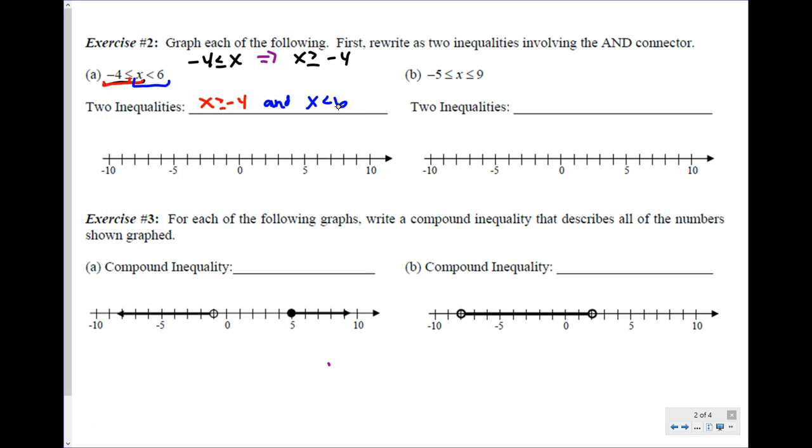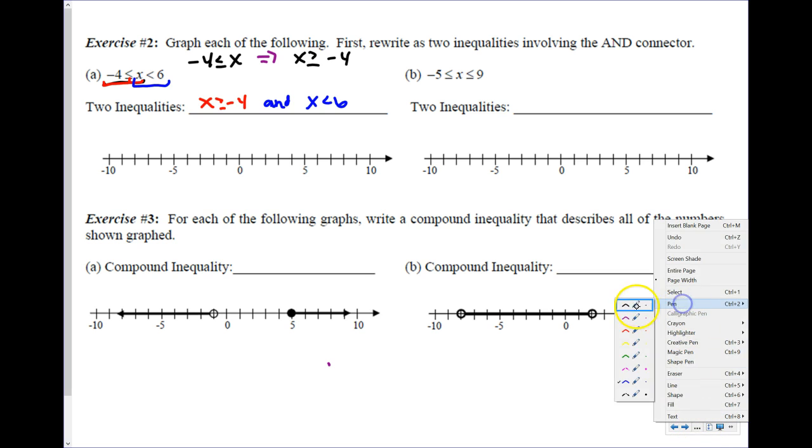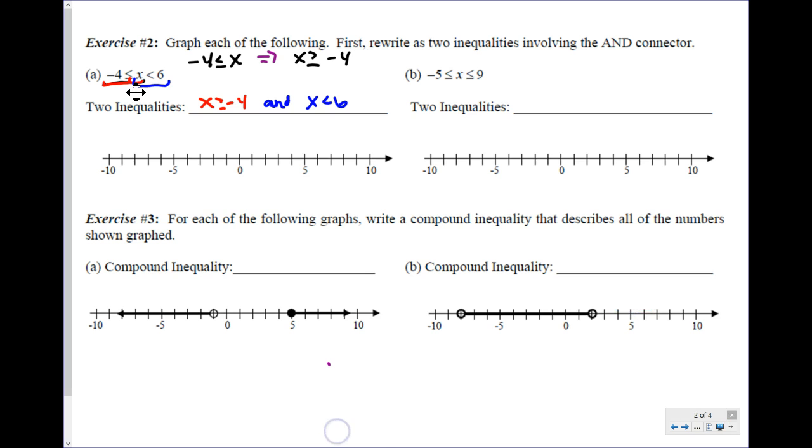The tricky part is converting this -4 less than or equal to x into x is greater than or equal to -4. That conversion. Now that I've converted both of them, I can graph them. So I have -4 as my lowest, and it's a closed circle because it has the equal to, and an open circle on 6 because it doesn't, and I connect them with my line.